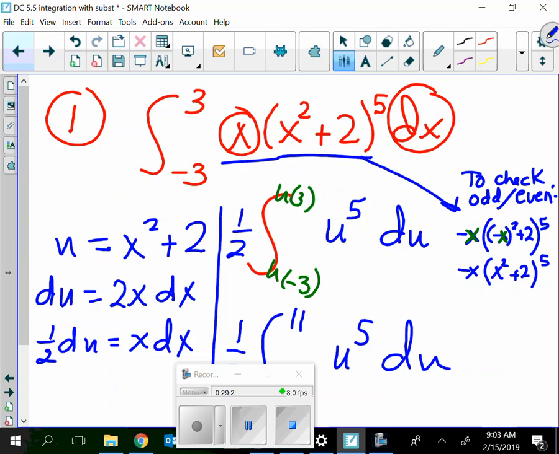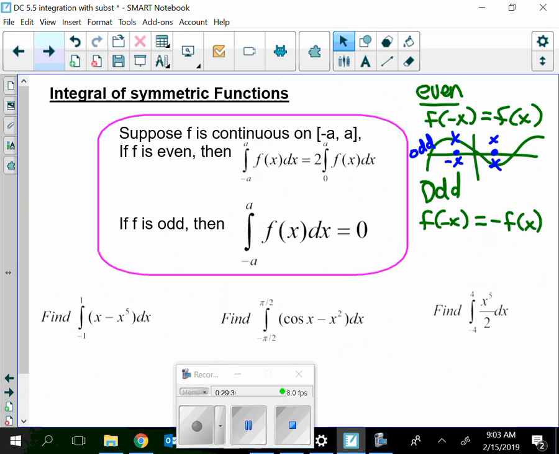Compare. This is negative f of x, is it not? So that means it's odd. So when we get this and say, oh, it's odd, my answer is going to be 0. I'm not even going to work it out. Can you re-explain the difference real quick?